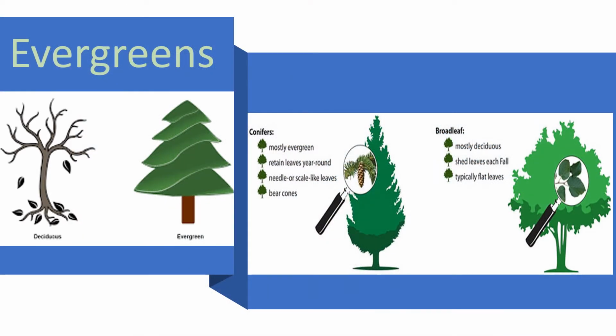So there's some trees they notice that don't lose their leaves, and they stay green forever and ever, or at least all year round. Those are called evergreens. You can see that they look a little bit different from the deciduous trees. Their leaves stay green, and they're needly, pointy leaves. They're not broad, flat leaves. And evergreens also have cones.